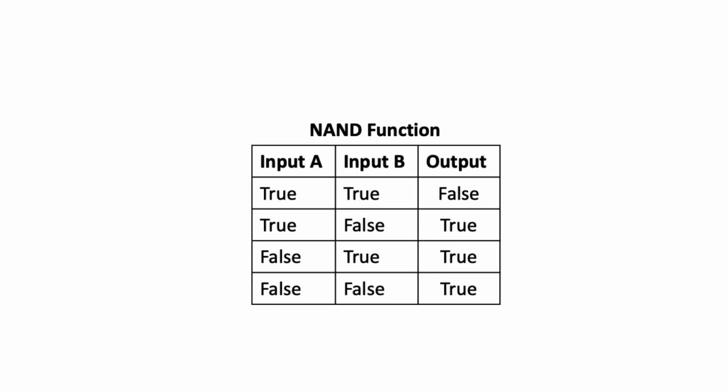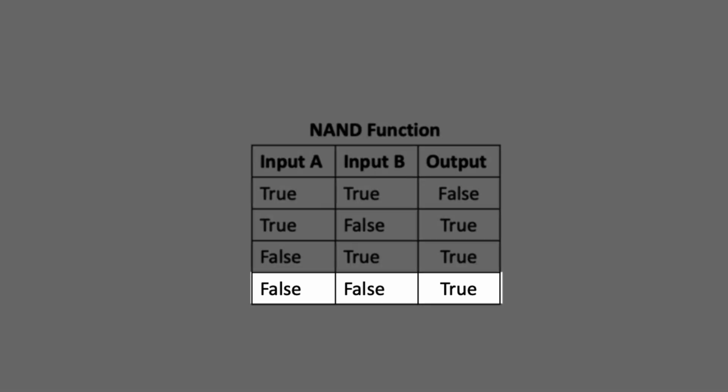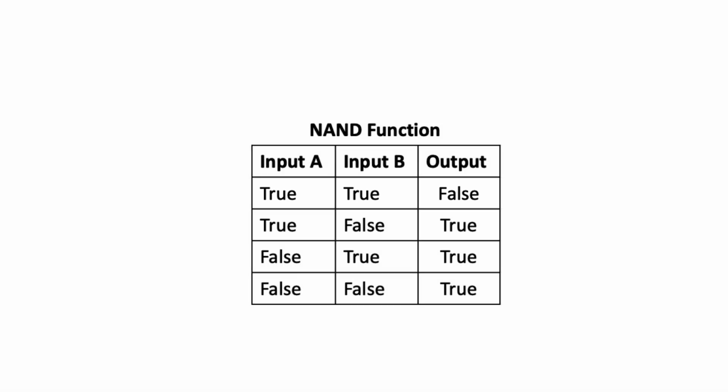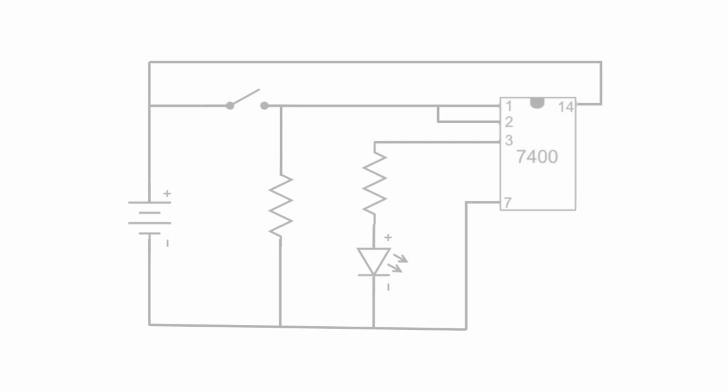In fact, if we tie both inputs of the NAND together, then when the input is false, the output is true, and when the input is true, the output is false. That is exactly what we want. Let's look at the circuit.